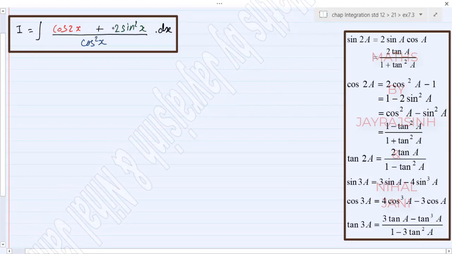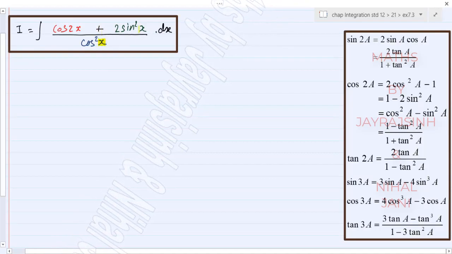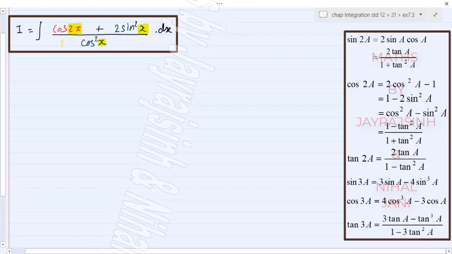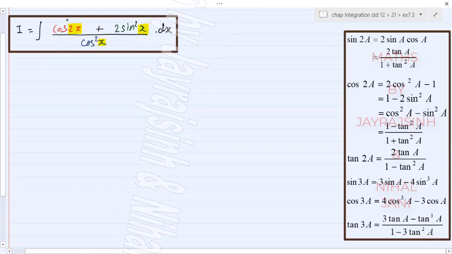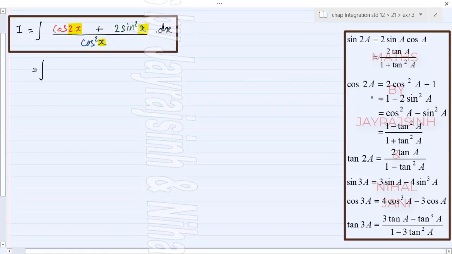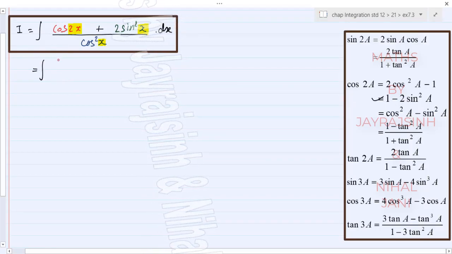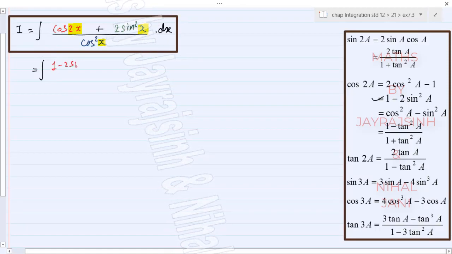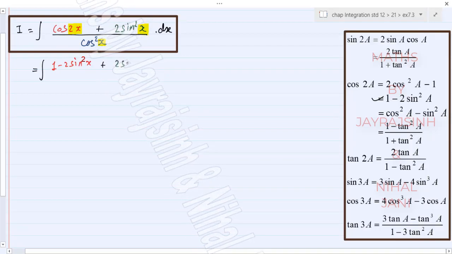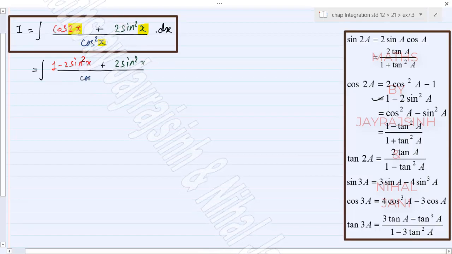Here we have to integrate cos 2x plus 2 sin square x upon cos square x. Here, two terms have angle x and this cos has double the angle. So for simplification, we have to convert this cos 2x in terms of x. It is preferable that we use the second formula of cos double the angle. So let's write down 1 minus 2 sin square x instead of cos 2x, plus 2 sin square x upon cos square x will be as it is.